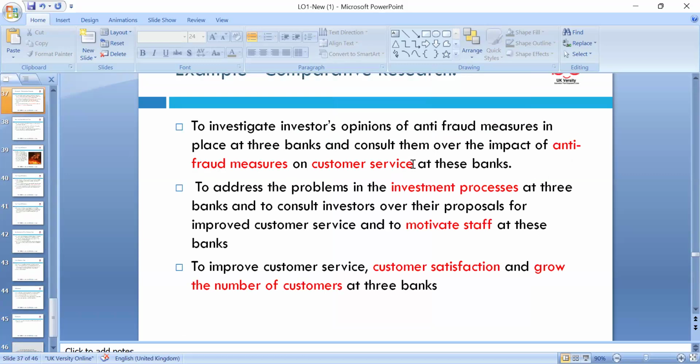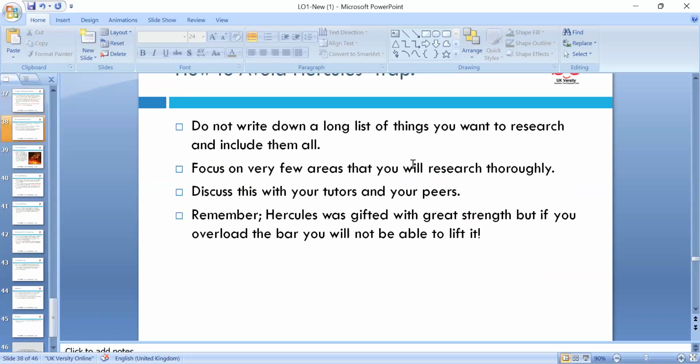This is an example: investment process, motivation, staff, customer satisfaction. These are the keywords, and that's really the objective we want to achieve. We want to develop understanding. We want to improve customer satisfaction. Yes, we want to motivate the staff, or staff motivation, and that leads to customer satisfaction.